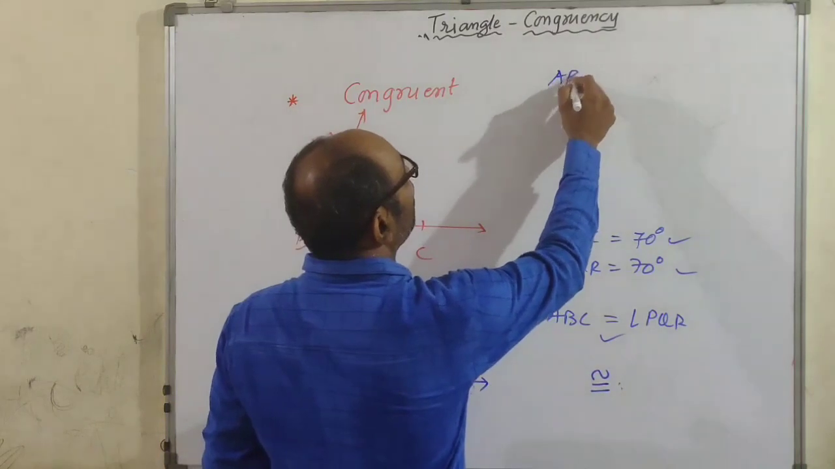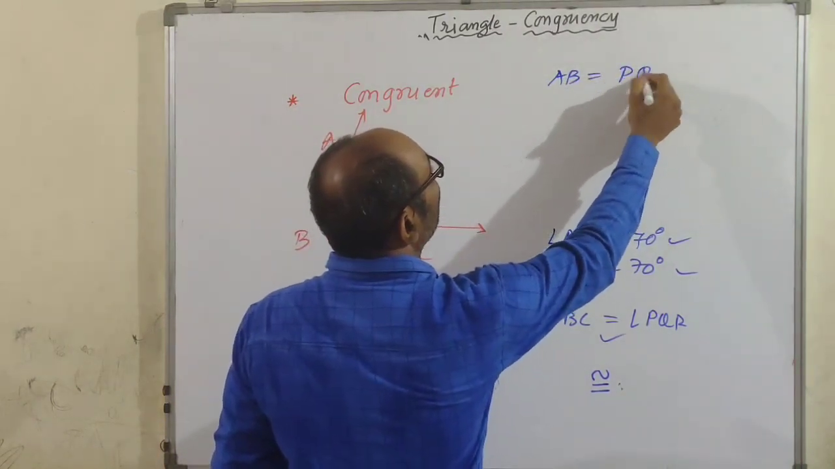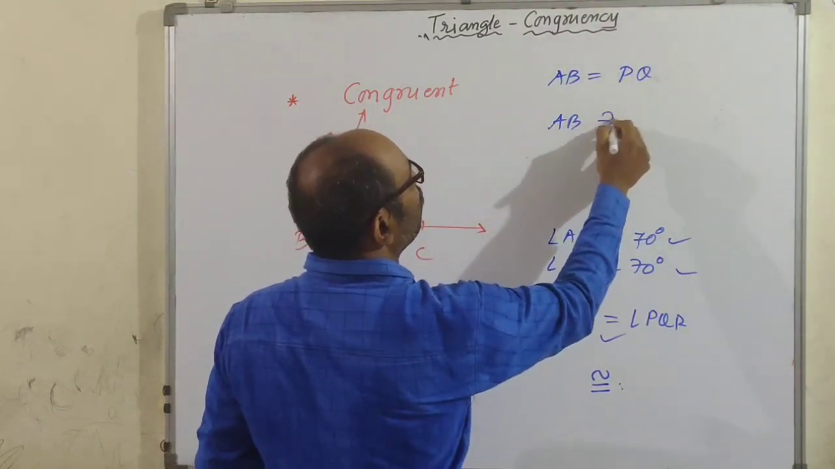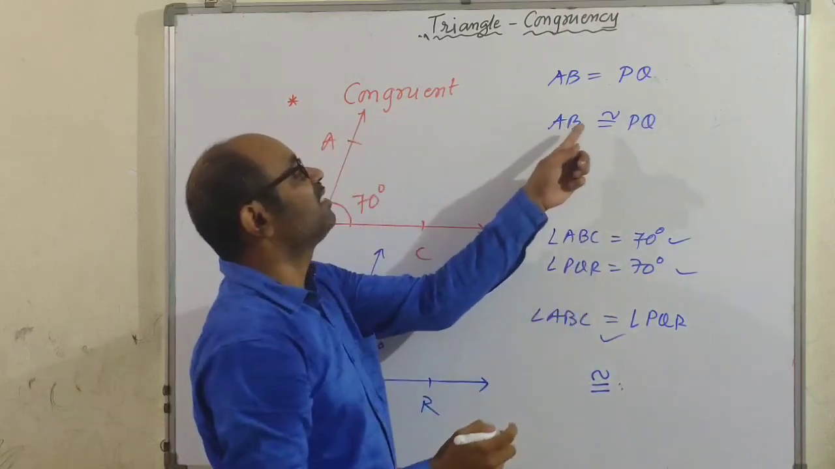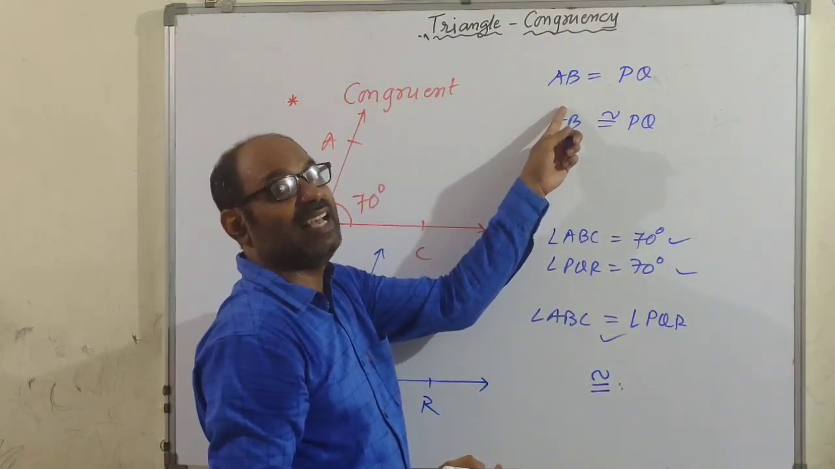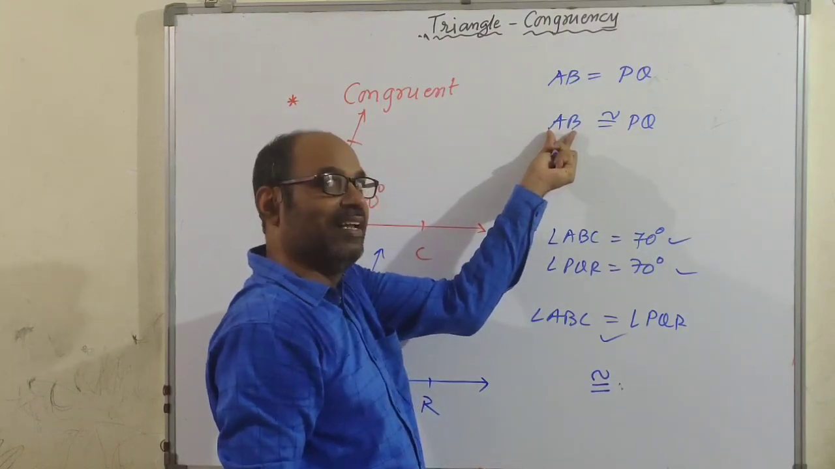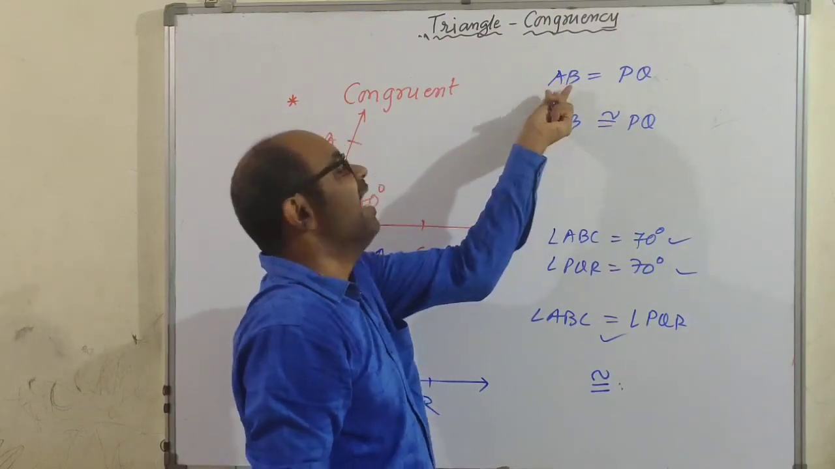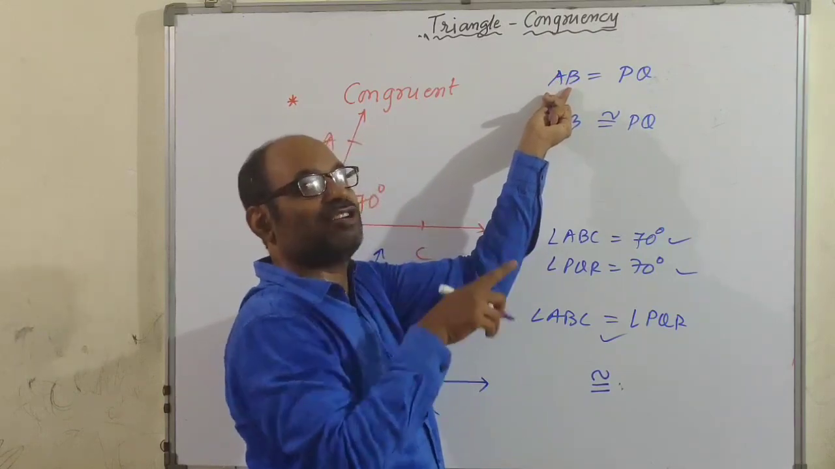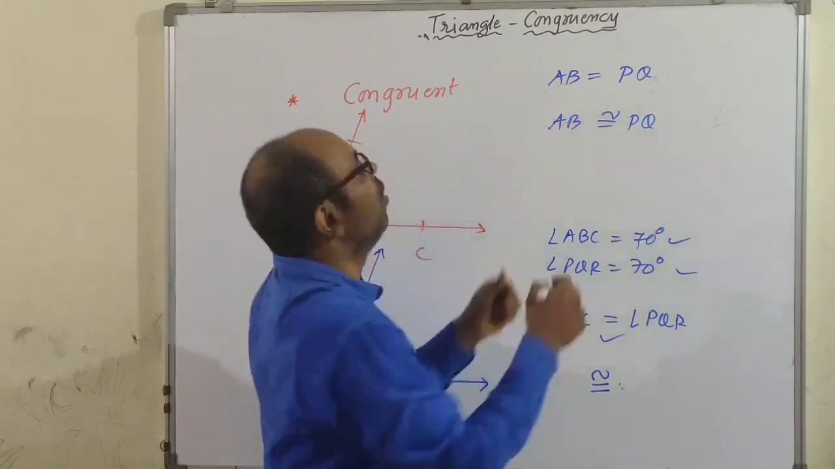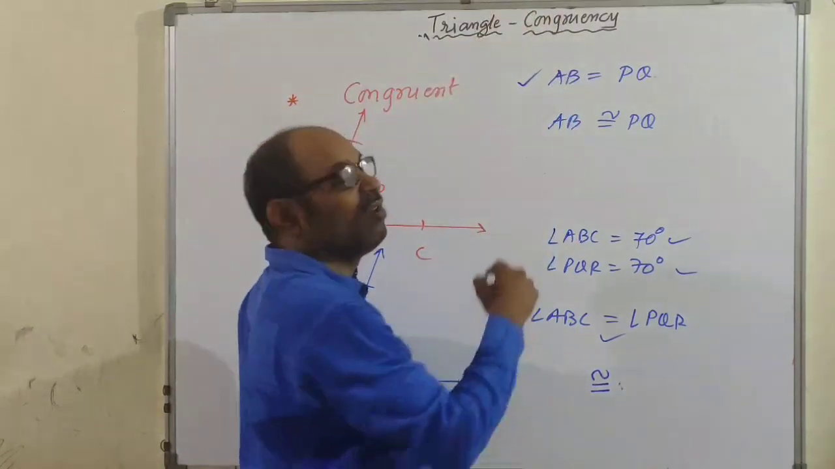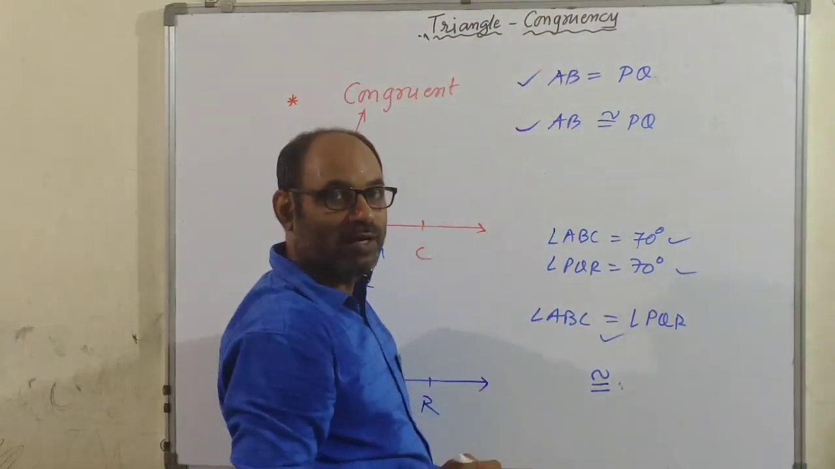Children, earlier I forgot. AB is equal to PQ. So you can say AB is congruent to PQ. This time AB represents line segment. When the congruent sign is there, AB means line segment AB. When the equal to sign is there, AB means length, the measure of the line segment. Is that clear? So if measures are equal, then line segments are congruent.